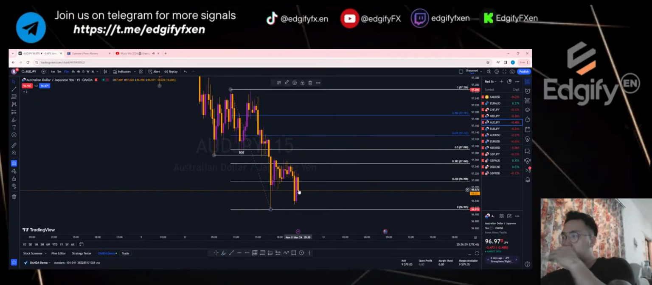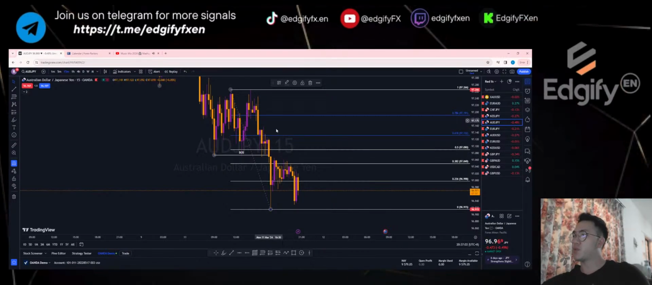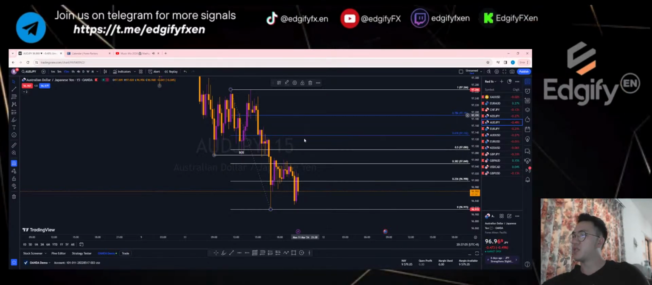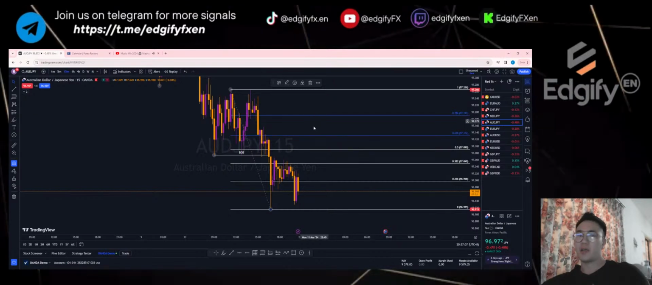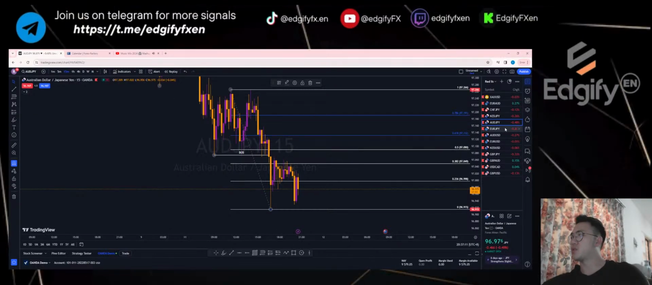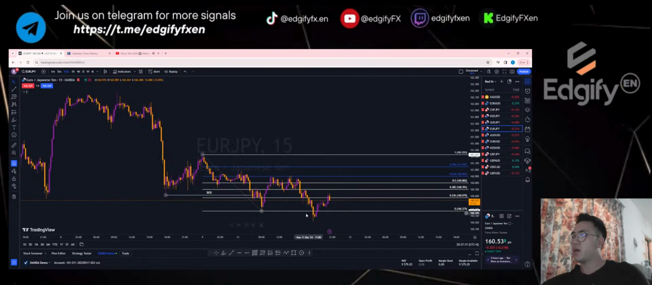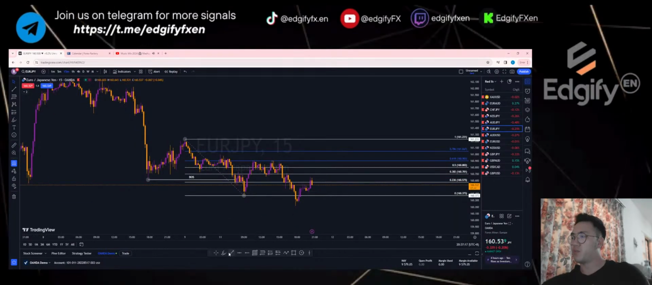Okay, so I'll be waiting for price to come back to this supply level here, basically in these two blue lines here. As soon as price steps in, we'll look for some possibility for shorts. Euro JPY, okay, we have a newer break.